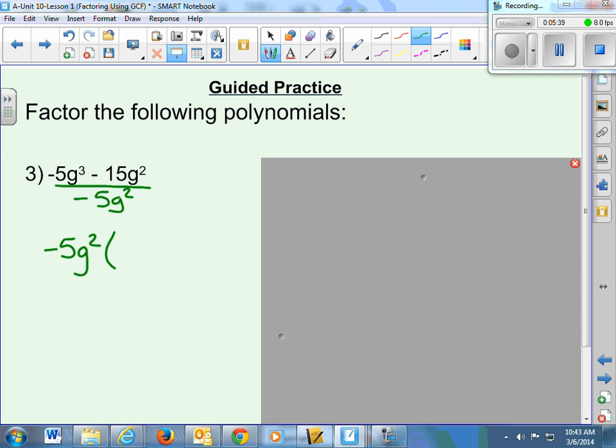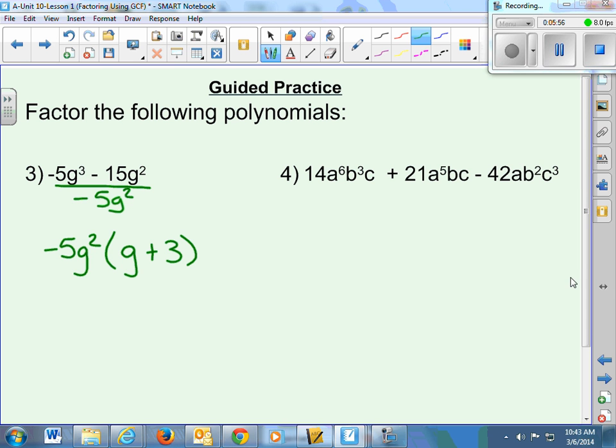Here, the negative 5's cancel out to make 1. G cubed divided by g squared is plain old g. Negative 15 divided by negative 5 is positive 3. G squareds cancel out to make 1, and that is my factored expression. This one's a big one. Don't be scared. We can do it.